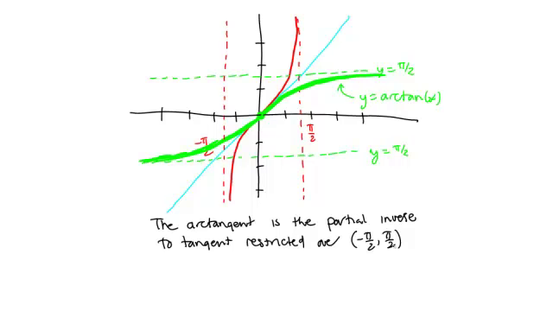So apparently the arctangent is the partial inverse of the tangent function when it's restricted to the interval minus pi over 2 to pi over 2. Or, just like before, we would say that the arctangent of x is equal to some radian angle theta if and only if the tangent of theta is equal to x, and theta stays strictly between 90 degrees and negative 90 degrees in radians. So let's try one or two more calculations.